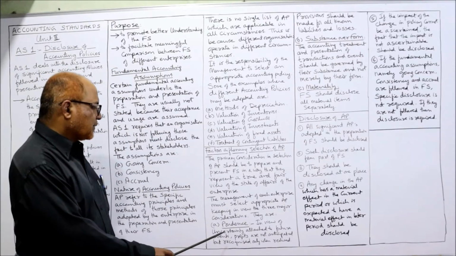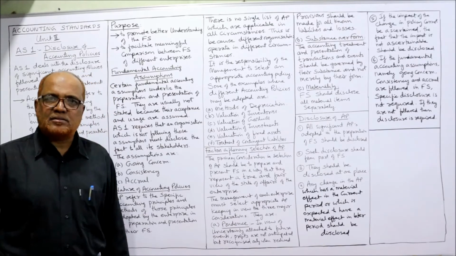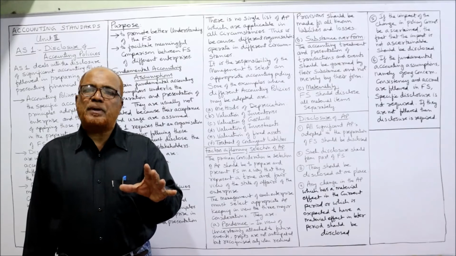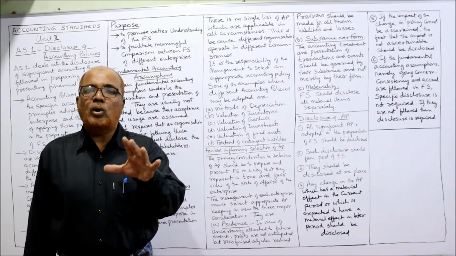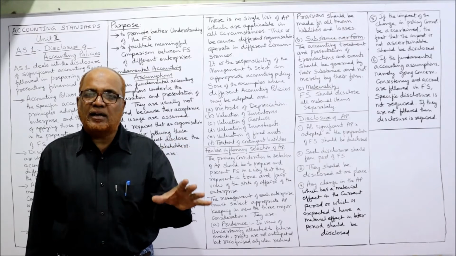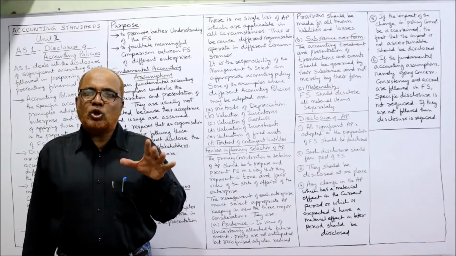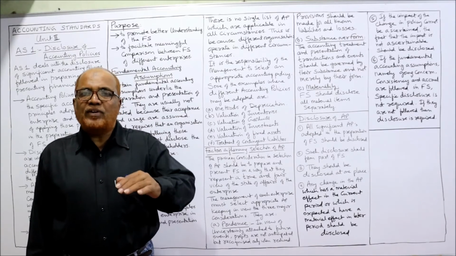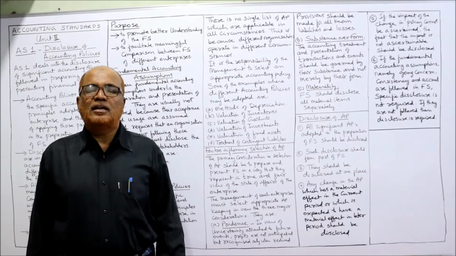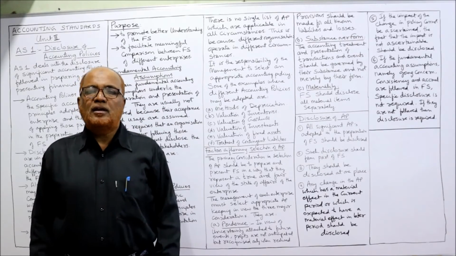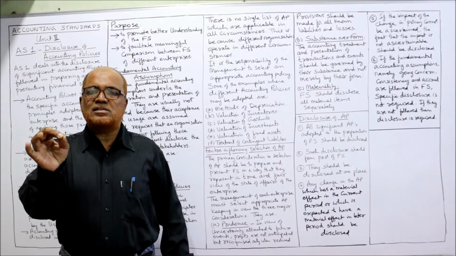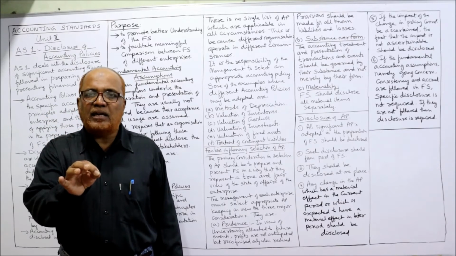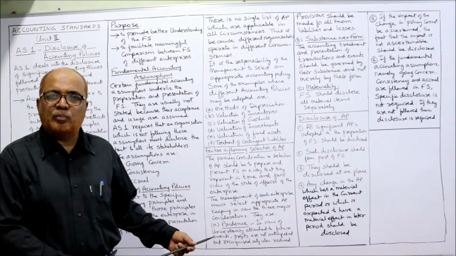What is the first factor? The first factor is prudence. The meaning of prudence is record all expected losses, but don't record any expected gain. The accountant should be prudent in recognizing the income and expenditure. The profit should not be overstated, neither should the profit be understated. That means all expected losses and expenses should be recorded, but any expected gain should not be recorded. That is according to prudence.